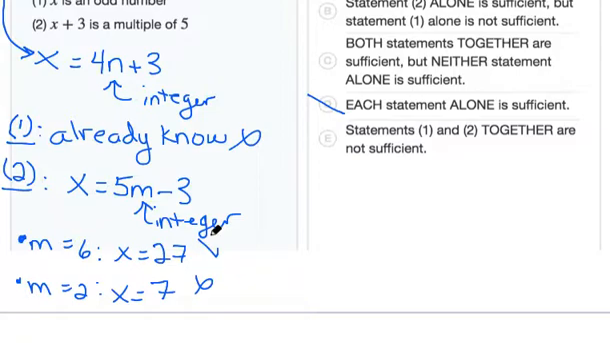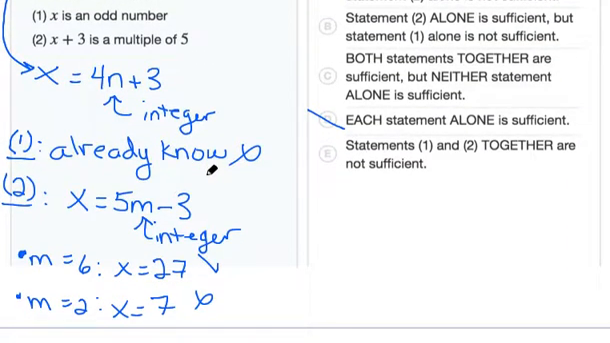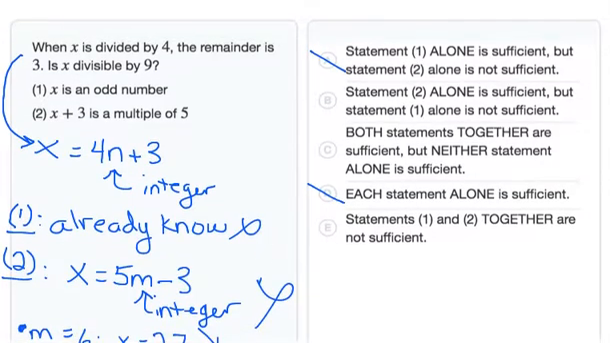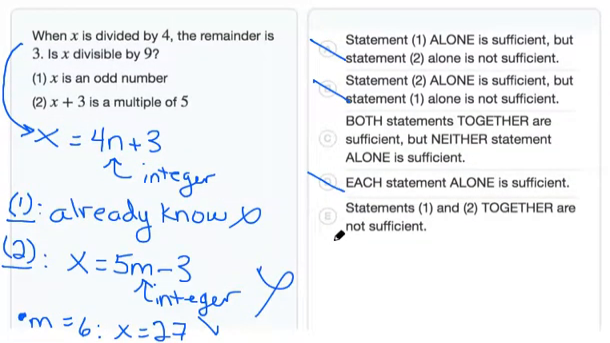So with this statement alone, we're not able to answer definitively whether x would be divisible by 9, because sometimes it might and sometimes it might not. So this statement alone is not sufficient. In this case, we can eliminate answer choice B, because statement 2 alone is not sufficient. We're still left with 2 answer choices, C and E.